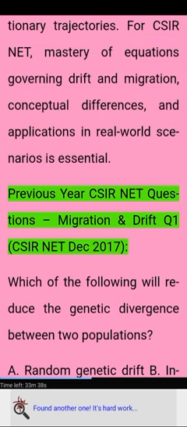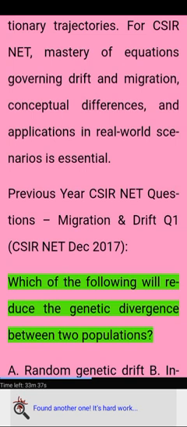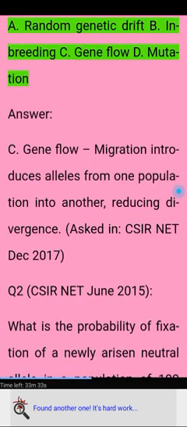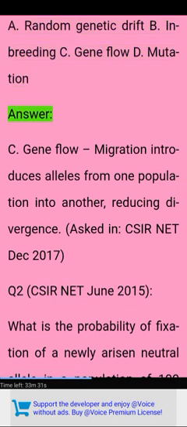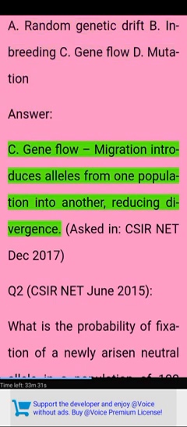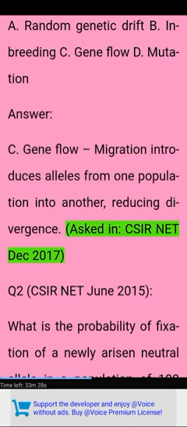Previous year CSIR NET questions, Migration and Drift. Q1, CSIR NET December 2017. Which of the following will reduce the genetic divergence between two populations? A, random genetic drift; B, inbreeding; C, gene flow; D, mutation. Answer: C, gene flow. Migration introduces alleles from one population into another, reducing divergence. Asked in CSIR NET December 2017.